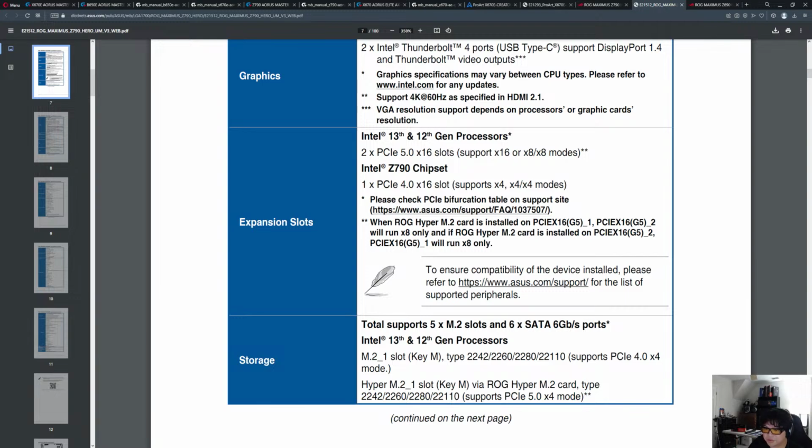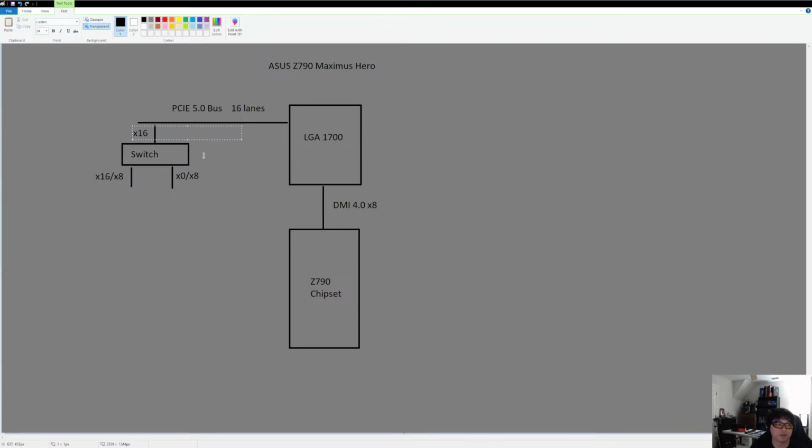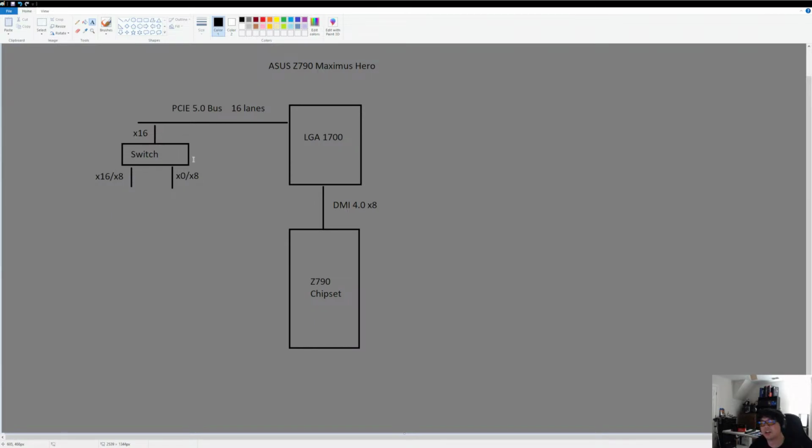Okay. So, it actually has less than I thought it had. So again, that doesn't change this. So you have 16 total here of Gen 5 lanes. So the way that you would run the Gen 5 storage would be via the Hyper M.2 card physically connected in the second slot.